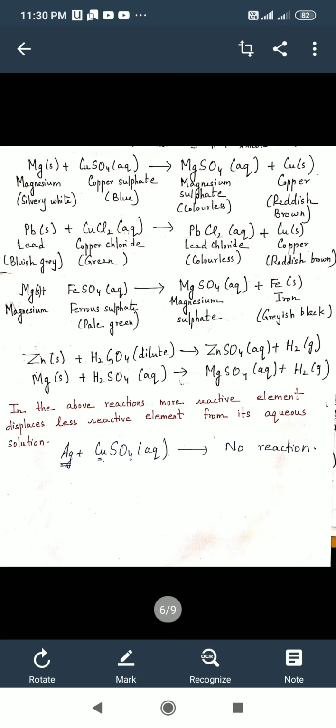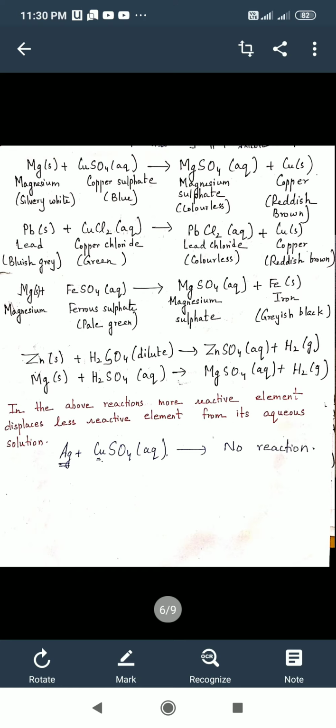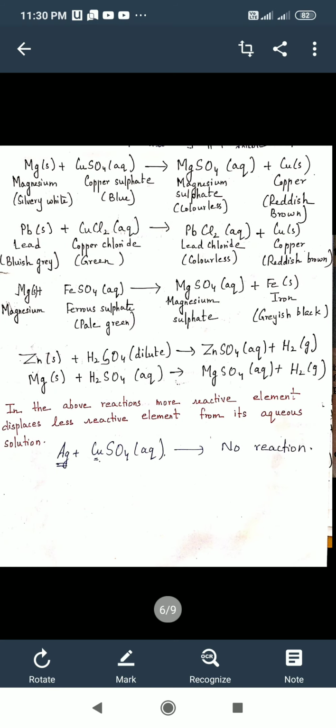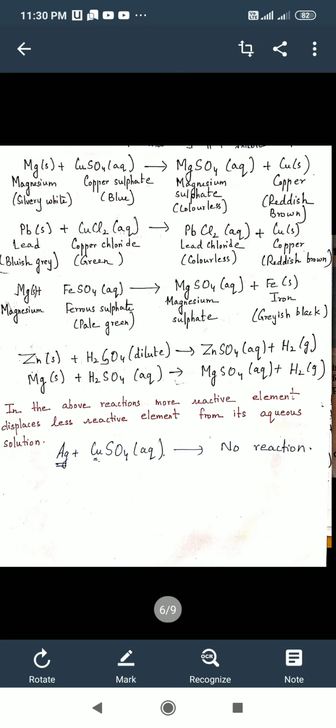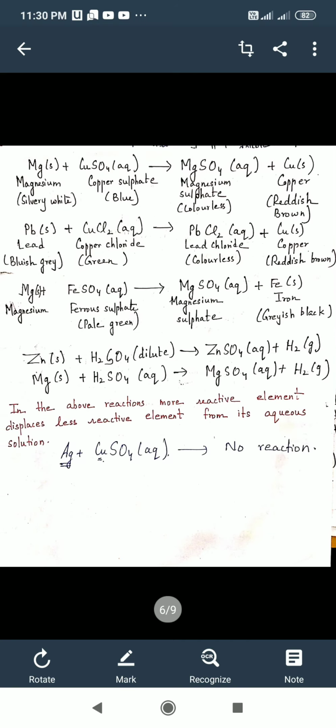Now at the end, suppose I take a silver metal and dip it in blue colored copper sulfate solution. What do we observe here? Silver being less reactive than copper will not displace copper from its aqueous solution. That is, no reaction takes place. So the most important condition for a displacement reaction to occur is that the metal should be more reactive than the metal in the aqueous solution. I hope you have understood what is a displacement reaction.